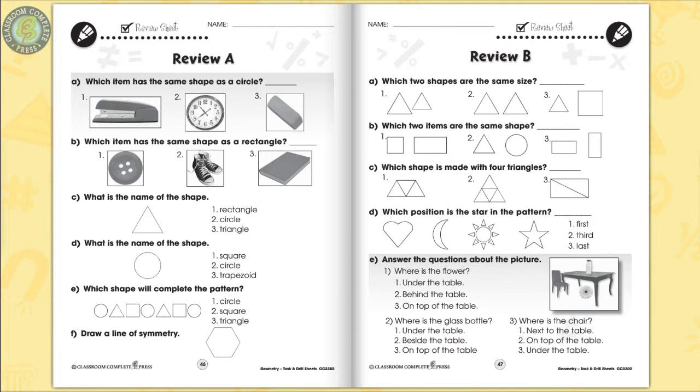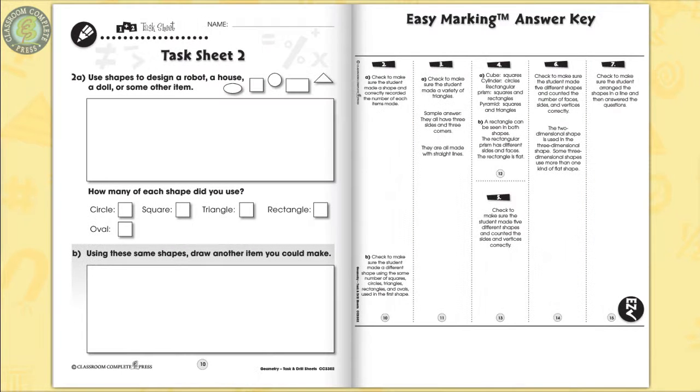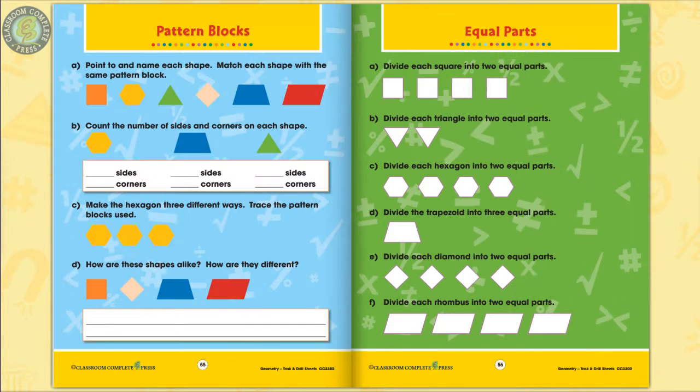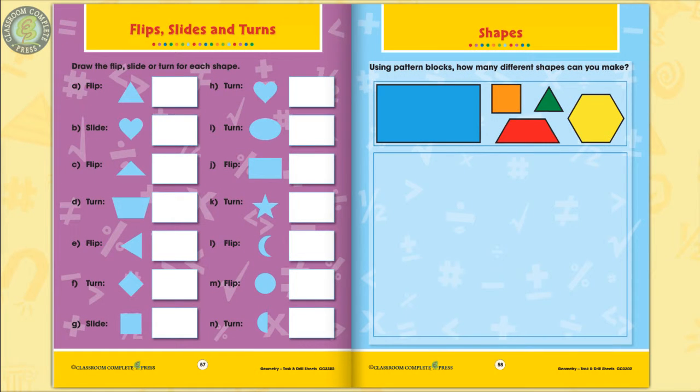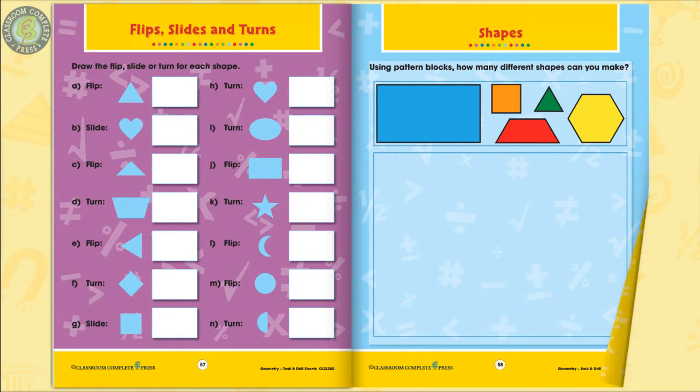An assessment in the form of a review is included at the end of each unit. The Easy Marking Answer Key works by lining up perfectly with the matching question pages. 6-color practice activity sheets complete the resource. Using pattern blocks, count how many different shapes students can make.